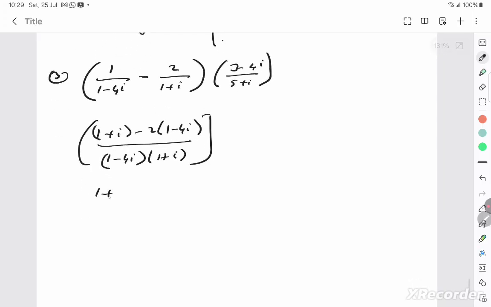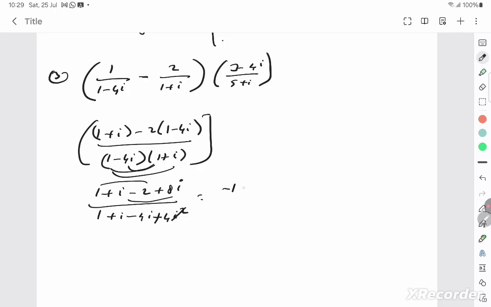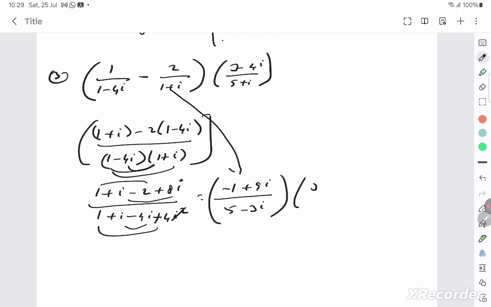So open the bracket: 1 plus i minus 2 plus 8i, by 1 plus i minus 4i minus 4i square. i square is minus 1, so plus 4. Solve the real and real, which is minus 1, imaginary plus 9i. Denominator also real and real, which is 5, imaginary is minus 3i. Now you solved only this part, right? You have to multiply it with 3 minus 4i by 5 plus i.